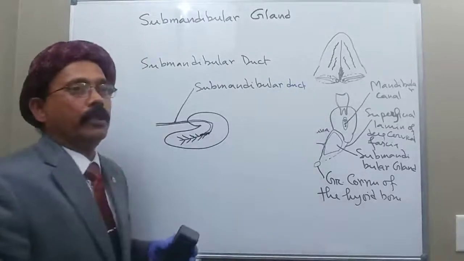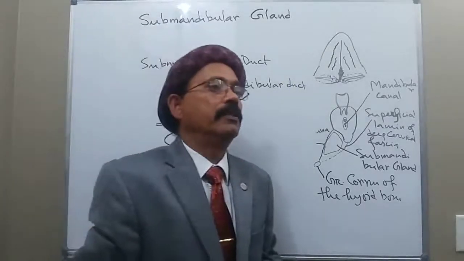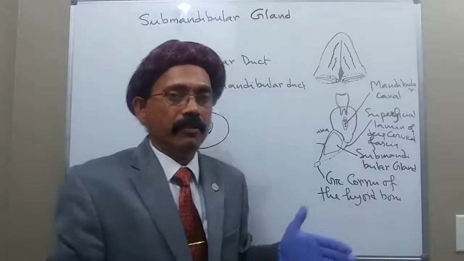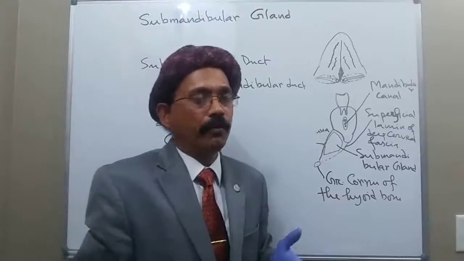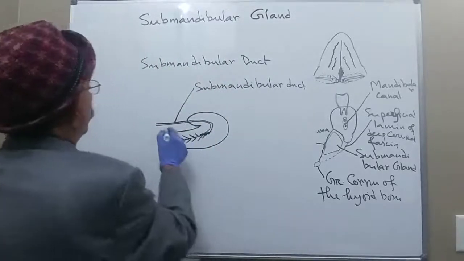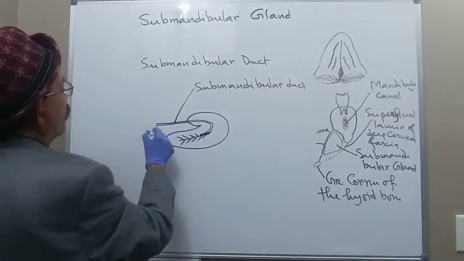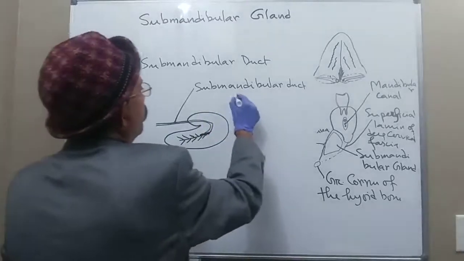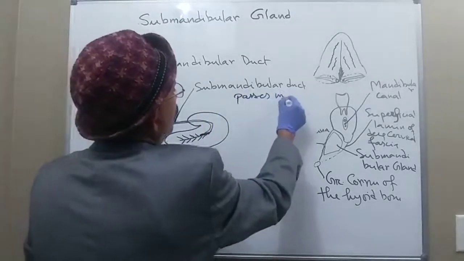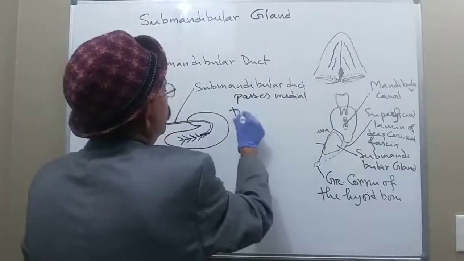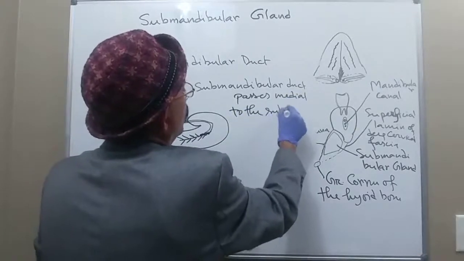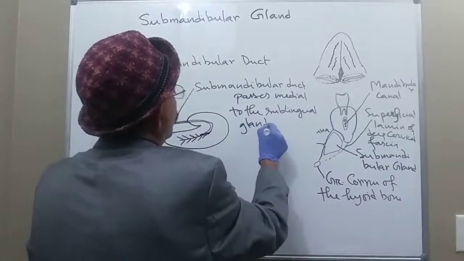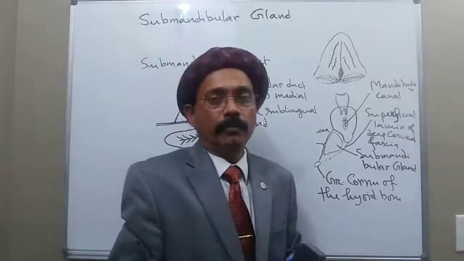Okay, we got the submandibular duct, and it passes just on the medial side of the sublingual gland. So the submandibular duct passes medial to the sublingual gland. Okay, and it opens in the floor of the mouth.